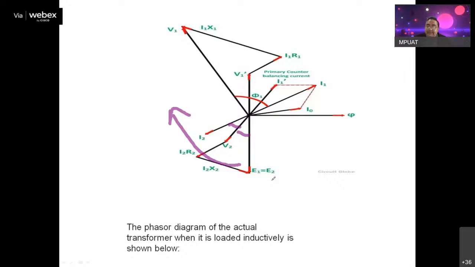If you haven't understood, you can unmute and ask sir to please explain this point. So V2 is lagging behind E2, and I2 is lagging behind V2. Okay, this is the phasor diagram.